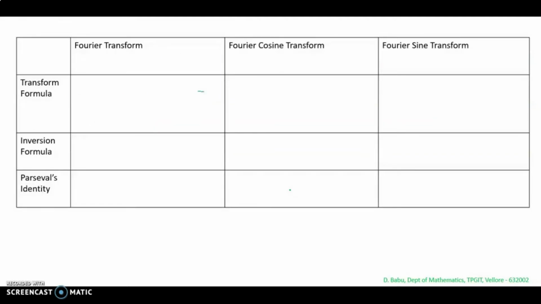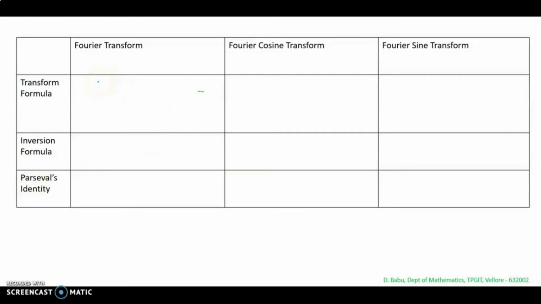In this unit, there are three transforms. One is Fourier transform, next Fourier cosine transform, next Fourier sine transform. There are three formulas. One is the direct formula, that is called the transform formula. Next, the inversion formula. The last one is Parseval's identity.